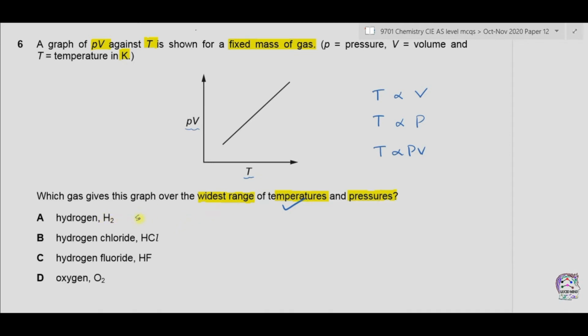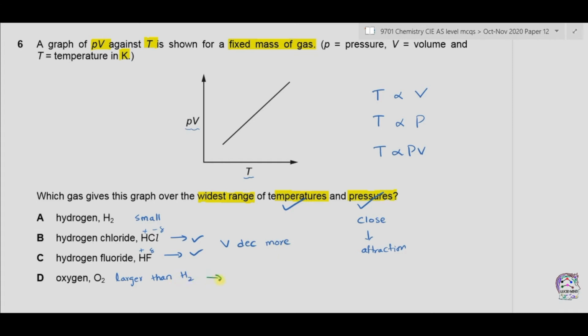In the options, we have hydrogen, which is a small molecule, HCl gas, which has partial charges, HF, having hydrogen bonding, and oxygen molecule, which is larger than hydrogen. At higher pressures, the molecules will come close to each other and forces of attraction will develop. As there are already partial charges on hydrogen chloride and HF, the intermolecular forces will be the strongest among these two. So the volume of these gases will decrease more than expected because of the intermolecular forces of attraction.